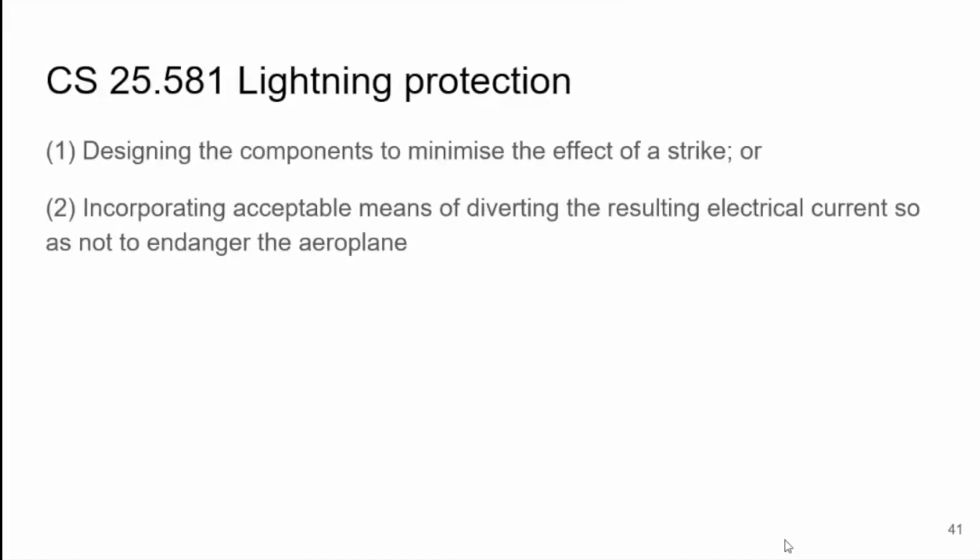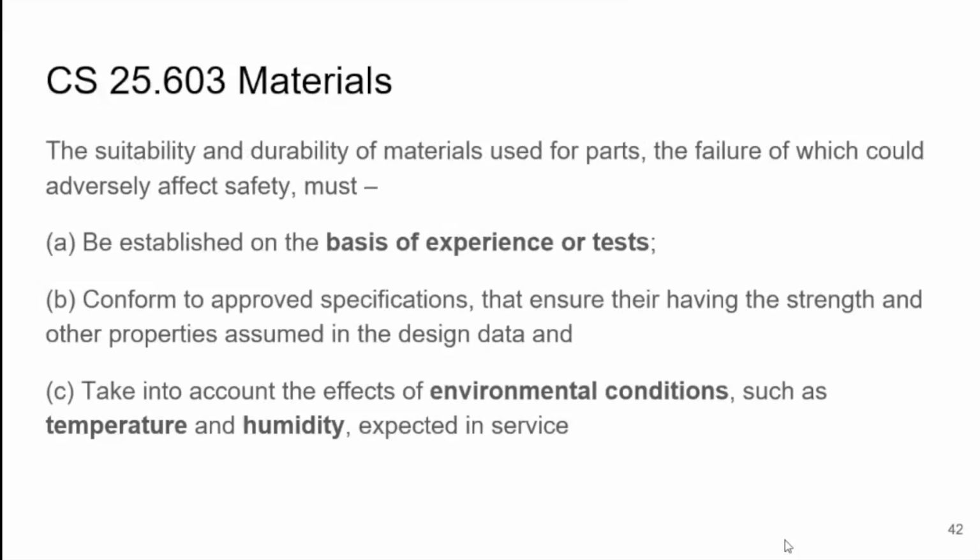Lightning protection is an issue because composite is non-conductive, and there is a problem of how to make it conductive and how to divert the electrical current. I will share experience from what we had on the Diamond. Basically, for the composite structure, they either lay up copper mesh or aluminum mesh as part of the laminate, to make those surfaces conductive. This is the main problem under 603. So the material is used on the basis of experience or test.